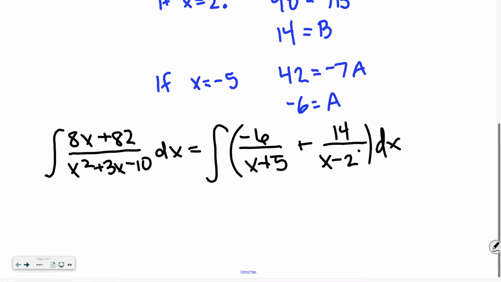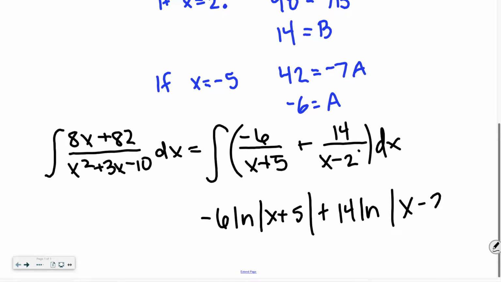It seems doable, I guess. Because if we have 1 over x, Darby, what's our antiderivative? Natural log of the absolute value of your stuff, plus C. So the antiderivative of 1 over x plus 5 is the natural log of the absolute value of x plus 5. So we have negative 6 natural log of absolute value x plus 5 plus 14 natural log of absolute value x minus 2 plus C.